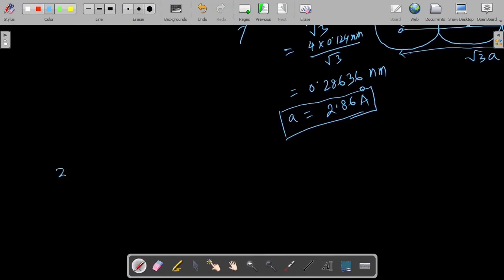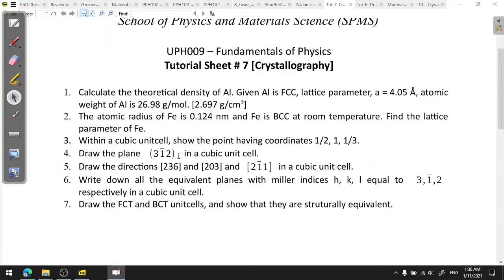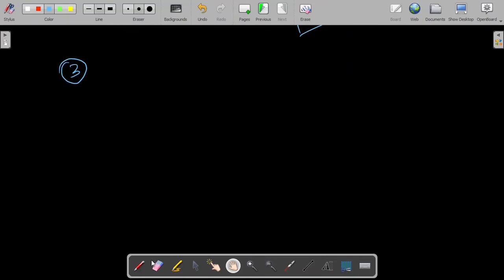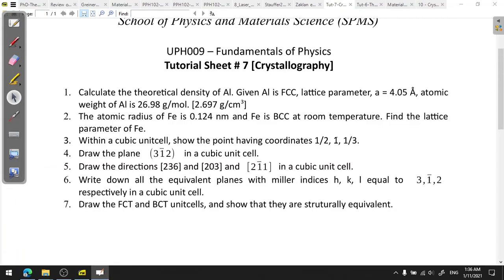Let's do the third. What is the third? Within a cubic unit cell, show the point having coordinate half, 1, 1/3.